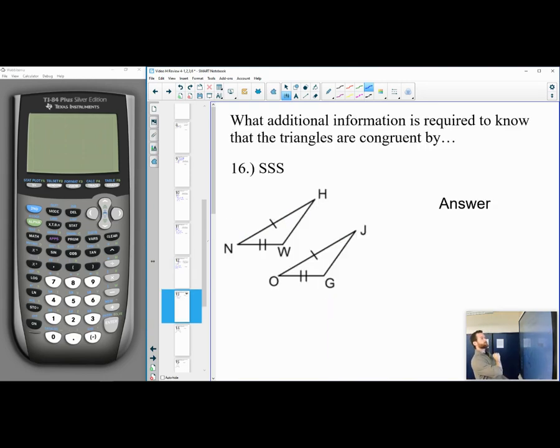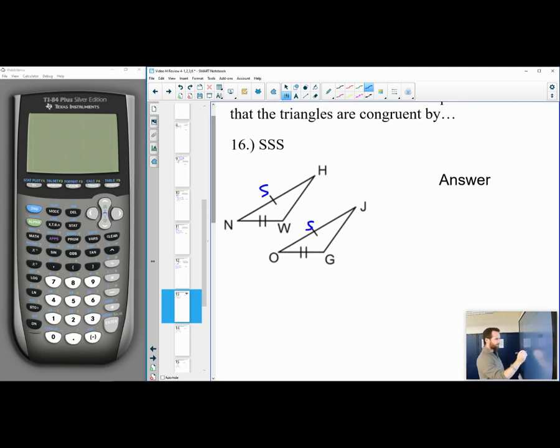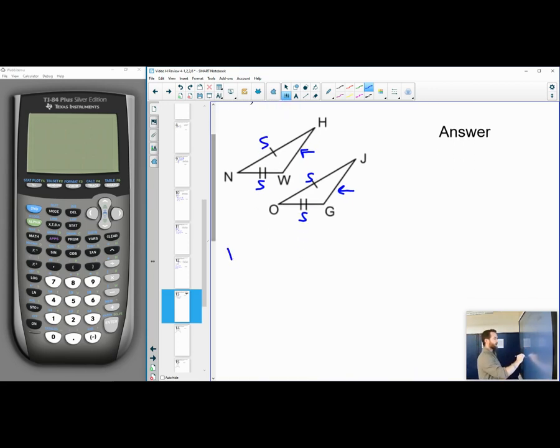All right. Number 16. Same directions. This time we're looking for side, side, side. So let's take a look. I see a pair of sides. I see another pair of sides. So obviously we're missing a pair of sides, which I guess was kind of obvious because if it's side, side, side, all the sides need to be marked. So we're missing HW and segment GK. So I don't want to say this. Segment WH would need to be congruent.